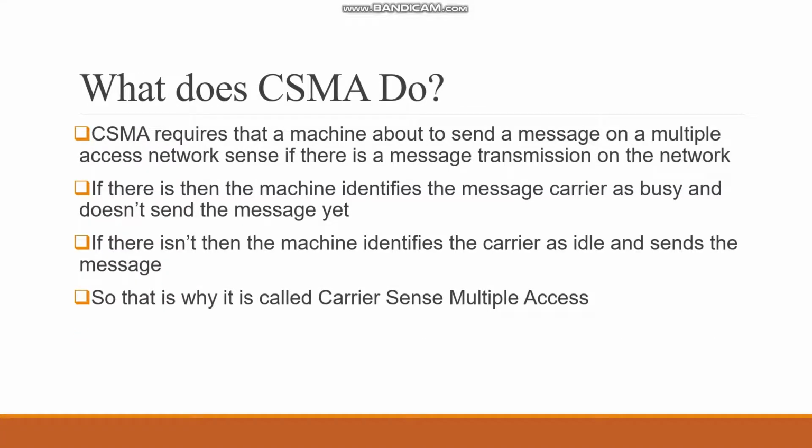What does CSMA do? CSMA requires that a machine about to send a message on a multiple access network sense if there is a message transmission already on the network. If there is, the machine identifies that the message carrier is busy and doesn't send the message yet. If there isn't, the machine identifies that the message carrier is idle and sends the message. So that is why it is called Carrier Sense Multiple Access. It's on a multiple access network and it senses if the message carrier has a message.